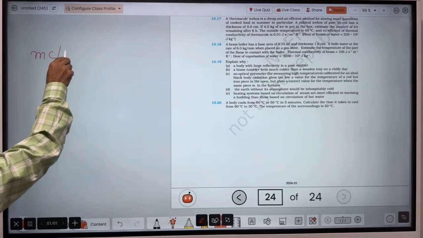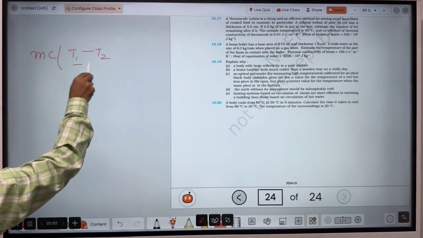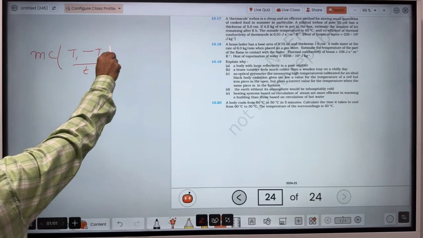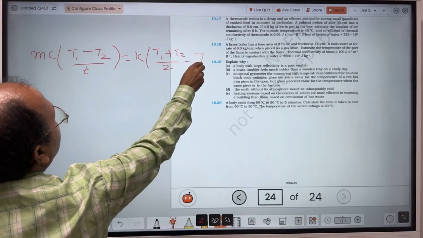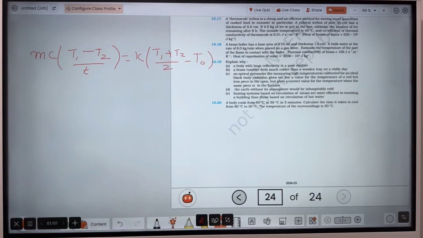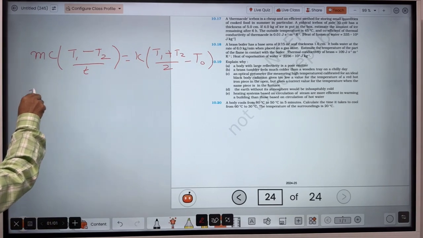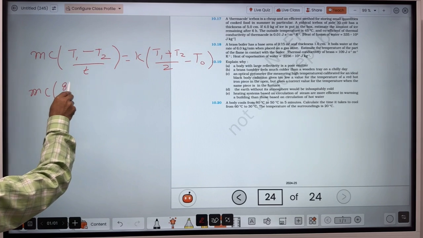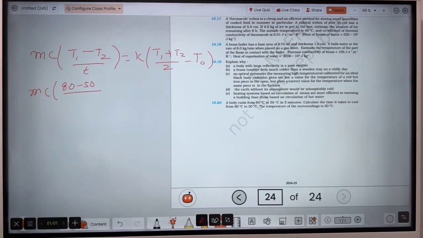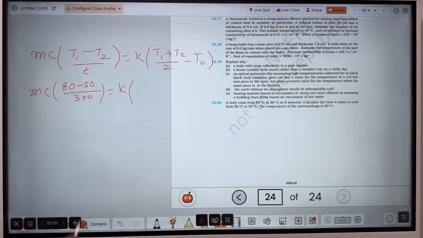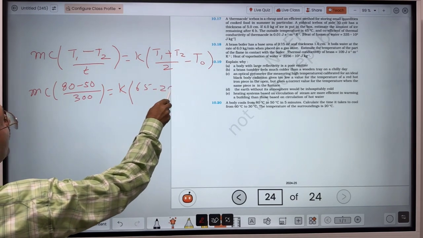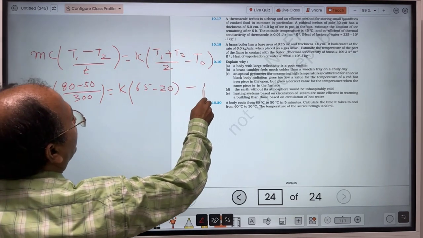As we have discussed, it is MC (T1 minus T2) divided by time, is equal to K times average temperature, (T1 plus T2) divided by 2 minus surrounding temperature. This is the basic concept, right? So we can put the values. MC times T1 minus T2, so 80 minus 50, divided by time. Time is 300 seconds, correct? Because it is 5 minutes, equal to K times average, so 130 divided by 2, 65 minus 20, right? We can treat it as equation number 1.